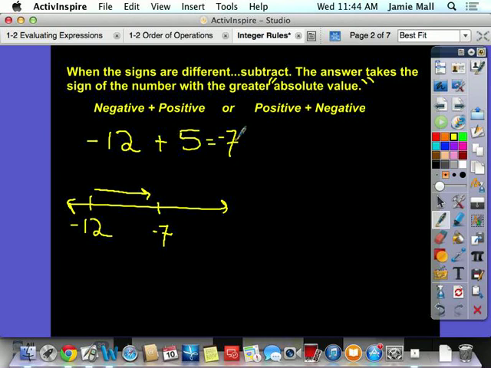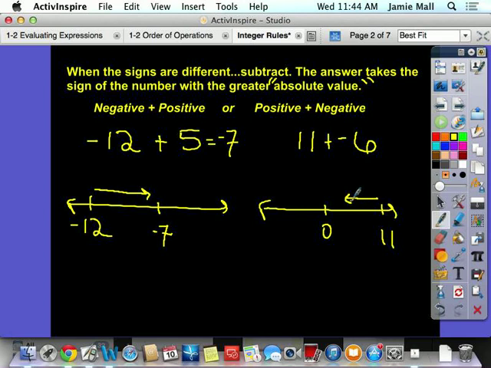7. If I'm adding a positive plus a negative, the same kind of thing may or may not happen. Let's say that I'm adding something like 11 plus negative 6. If you can think about a number line where 0 is there and here's 11, when I add a negative on the number line, I'm actually moving to the left 6 spaces, which is going to land me at positive 5.